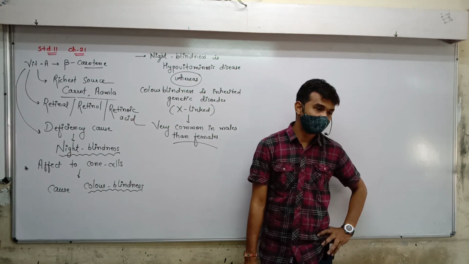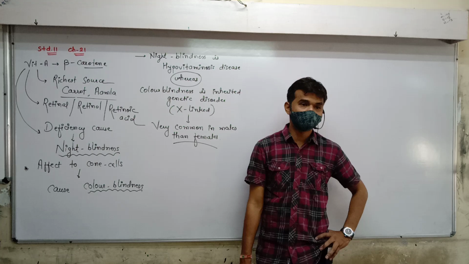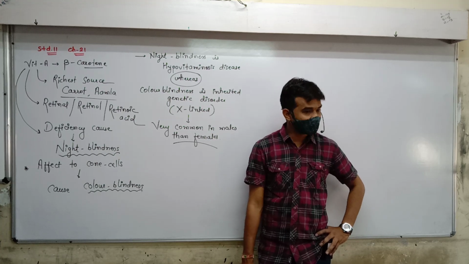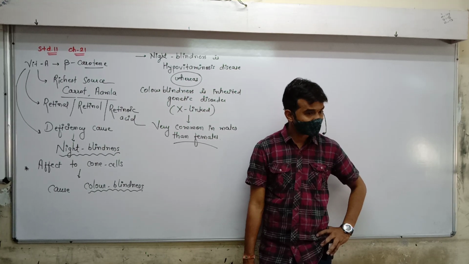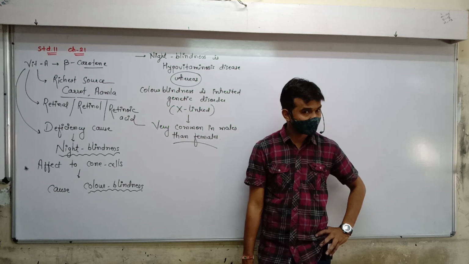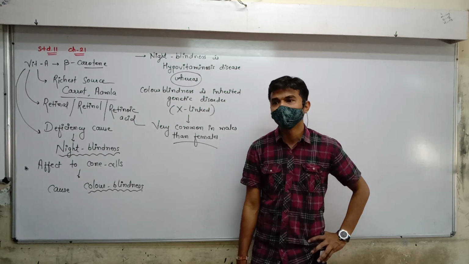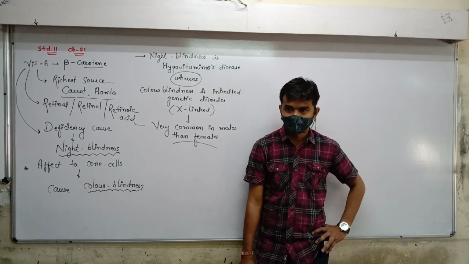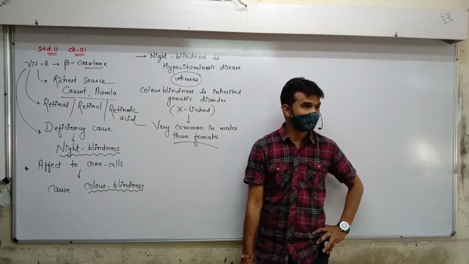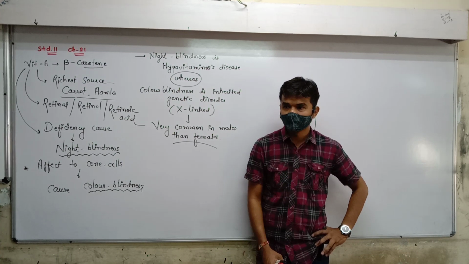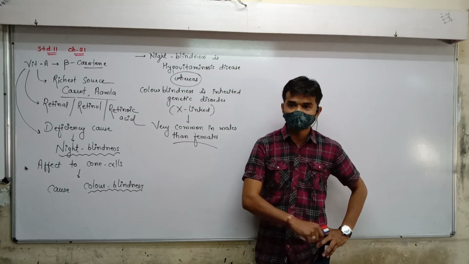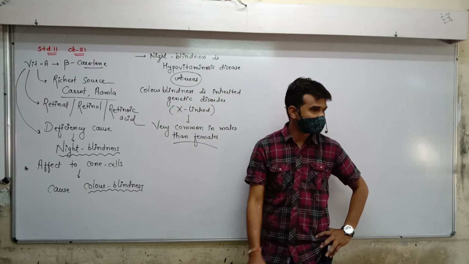Carrier female, either she produces a normal male or a color blind male. But if this carrier female produces a daughter, the husband is normal.